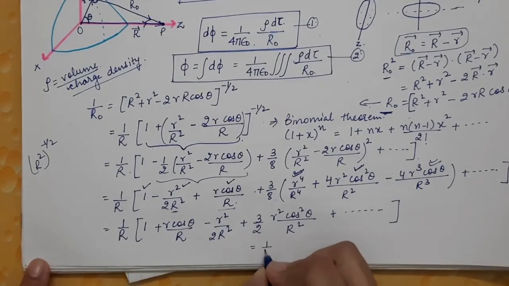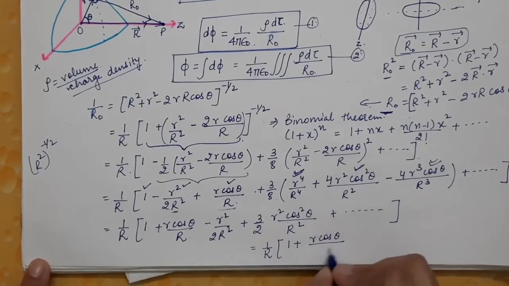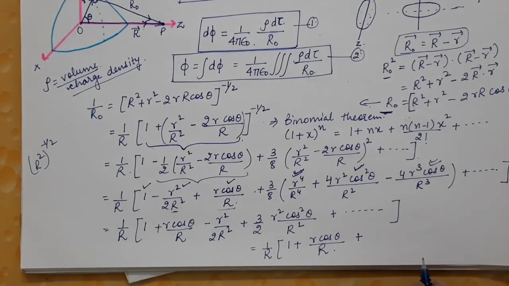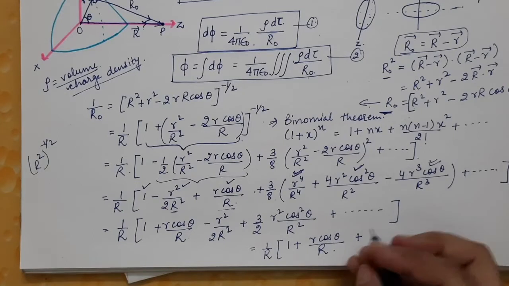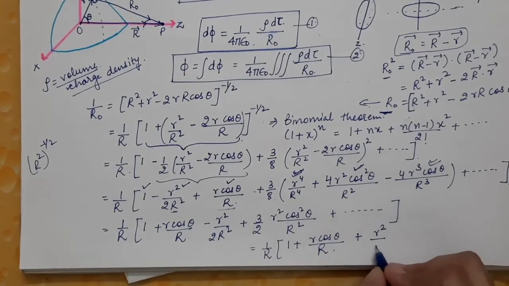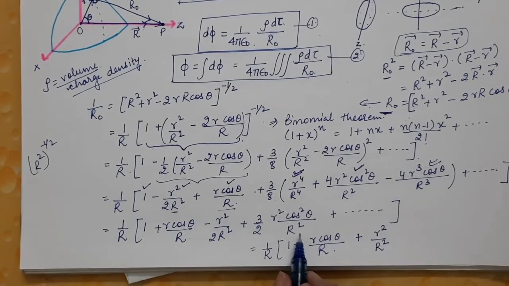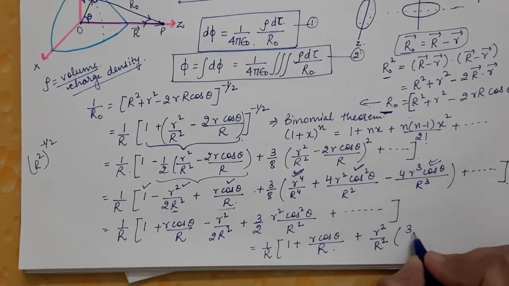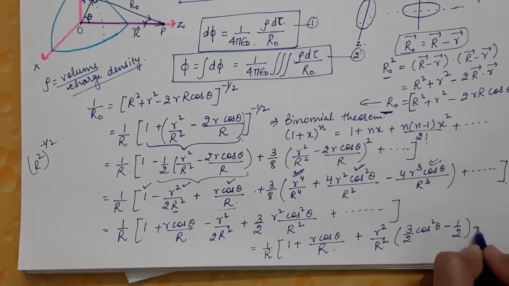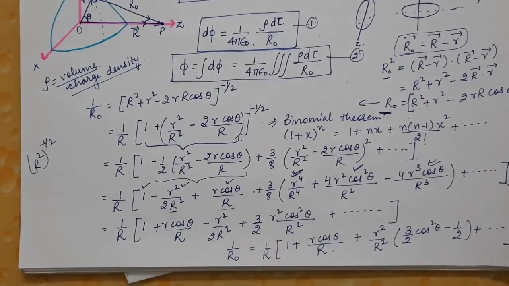So this will be equal to 1 by capital R times 1 plus the second term as it is. Then we will take the r square term common, that is, small r square divided by capital R square will be taken outside. This will be equal to 3 by 2 cos square theta minus 1 by 2, and the higher terms. So this is the expression of 1 by r naught.